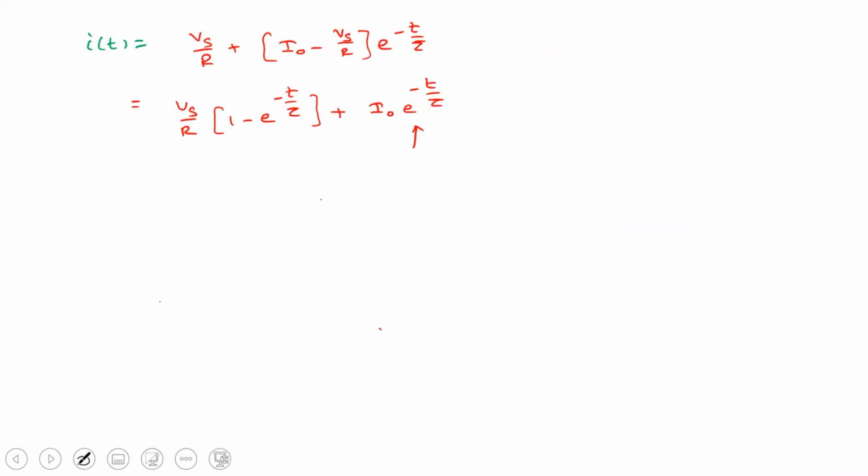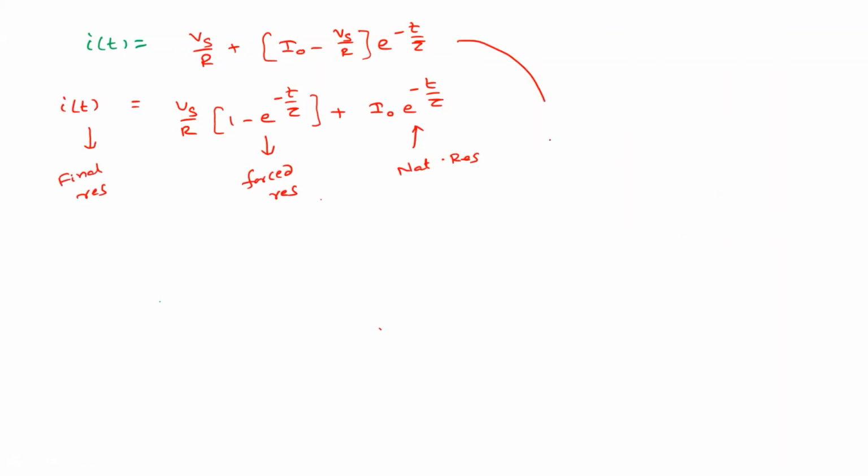So what is this one? This one is the natural response and this is the forced response, and this is the final response. So natural response plus forced response, right? The generalization of this for any circuit will be I infinite plus I of 0 minus I infinite into e to the power of minus t by tau. So this is its formula, right?